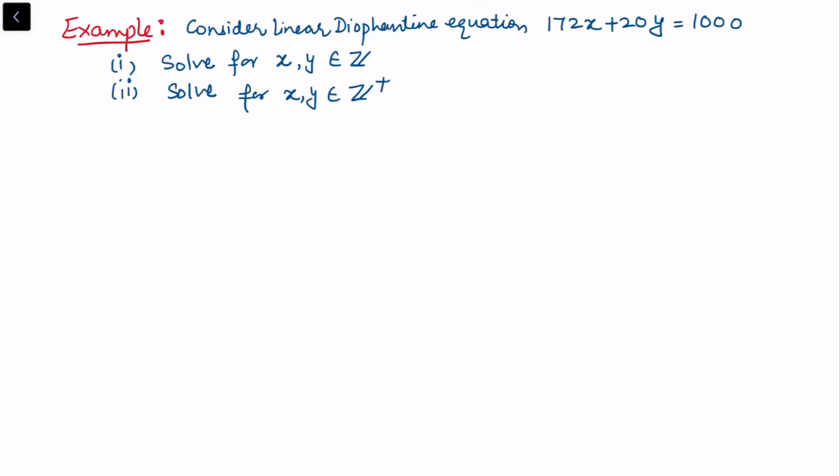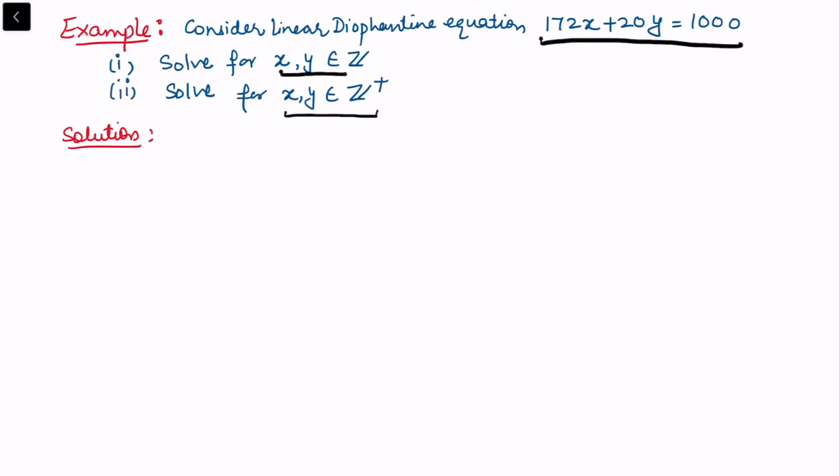So we now consider a linear Diophantine equation. The question says solve for x and y belonging to integral value, and the second question says solve for x and y which are positive integers. So now let's see how we solve this problem. To solve this problem, look at the steps of the linear Diophantine equation theorem we have just done. If I compare this with the linear Diophantine equation, that is Ax plus By equal to C, it has a solution if and only if D divides C, where D is the GCD of A and B. That means I need to know what D is. So let us first find the GCD of A and B.